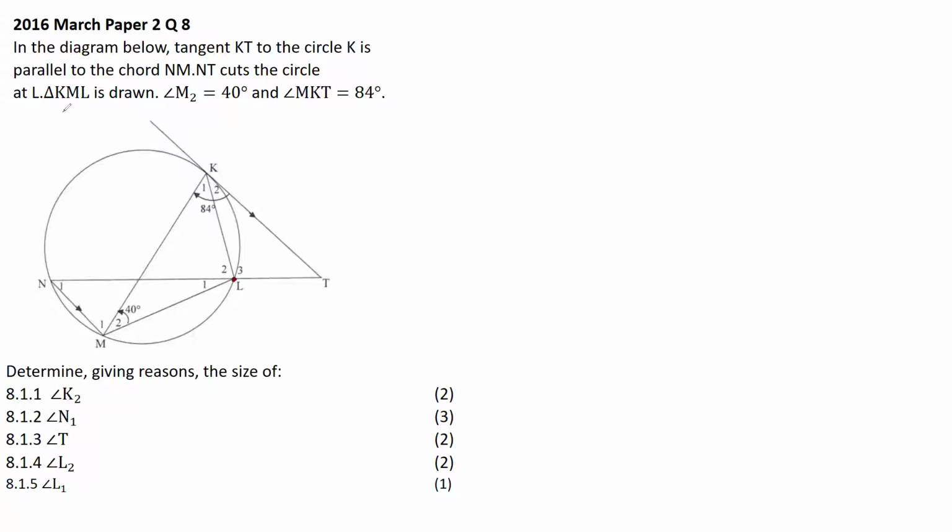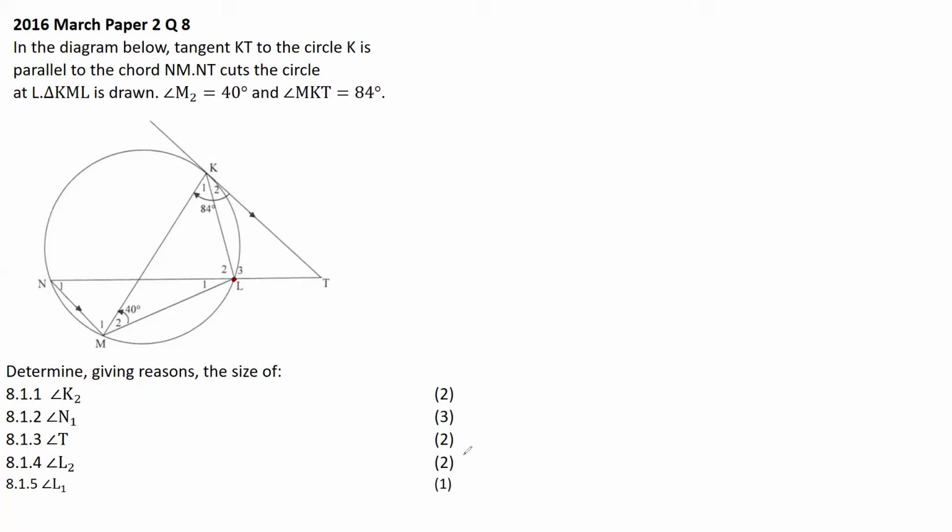Perfect. Then triangle KML. So K, then ML is drawn. I see that M2 is 40. MKT, the whole of MKT, which is K1 and K2, is 84. Determine with reasons the size of K2.